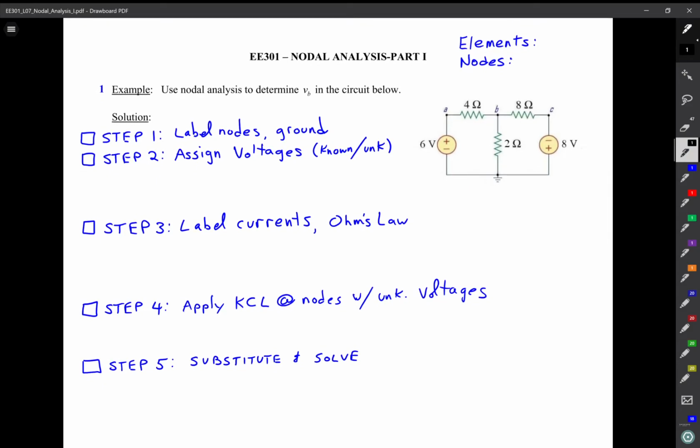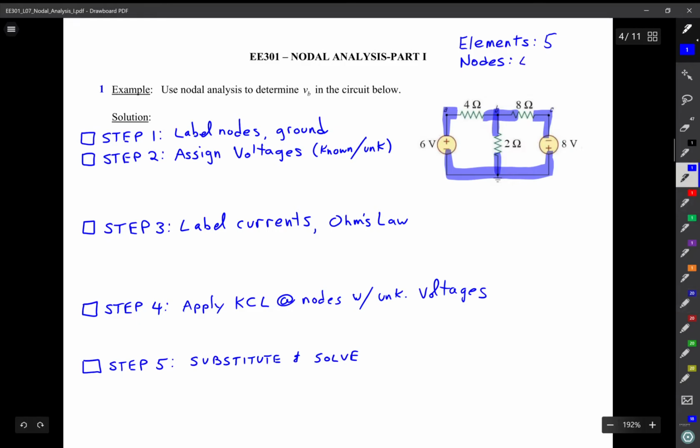Let's do another problem. Here's an example where it looks similar to the other one. How many elements do we have in there? Well, let's take a look. 1, 2, 3, 4, 5. 5 elements, where 2 are sources and 3 are resistors. How many nodes do we have? Well, again, node A, node B, node C, and then this is ground right here. So there are 4 nodes.